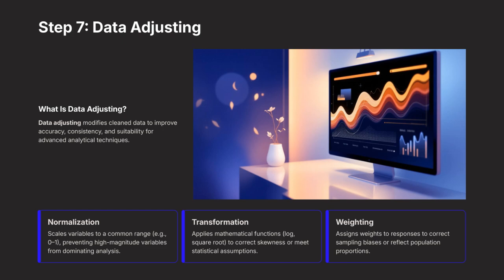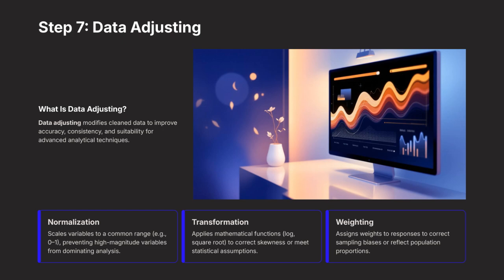Next, we often apply mathematical functions like logarithms or square roots. These transformations help us address skewness in the data or meet the assumptions required for certain statistical techniques. It's a way of normalizing the data so our analyses are more valid. Then we have normalization, which involves scaling variables to a common range, such as 0 to 1. This step prevents variables with high magnitudes from dominating the analysis, allowing for fair comparisons across variables.